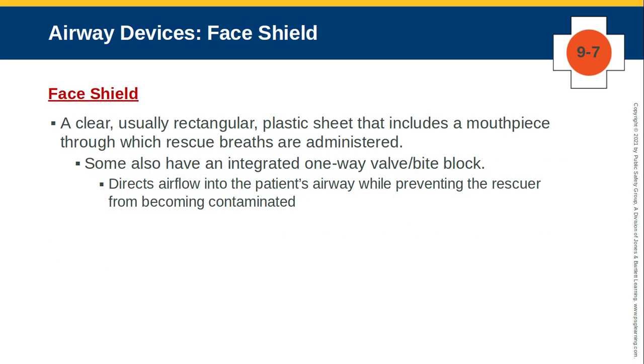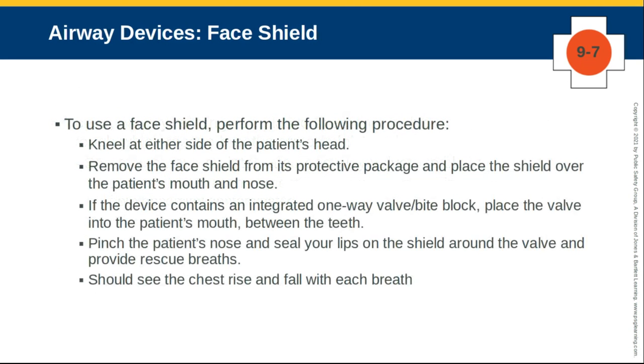Now, a face shield is simply a clear plastic sheet with a mouthpiece that you can seal over the patient's face, breathe through the one-way valve that provides protection to you as the rescuer, and direct your exhaled ventilations into the patient's lungs to support their breathing. You want to make sure that that one-way valve is placed inside the patient's mouth. Pinch the patient's nose and provide a proper seal on the face shield, and you can check effectiveness by seeing chest rise and fall.